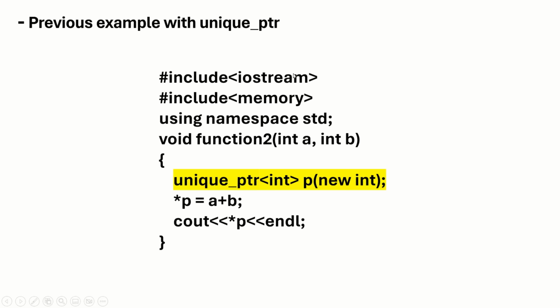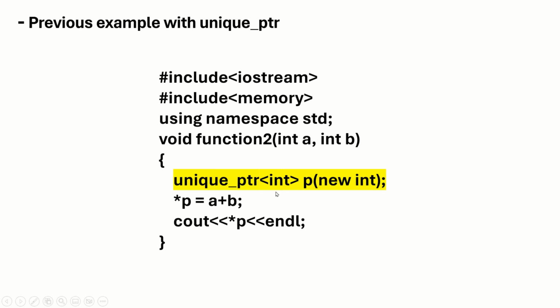First of all, I included input-output stream, memory, using namespace std, and here's our second function. And here's the declaration of our unique smart pointer. You type unique pointer, then you have to specify the data type. The data type is int. Those of you who are familiar with C++ templates will immediately see that unique pointer is actually a template. This is very important to keep in mind.